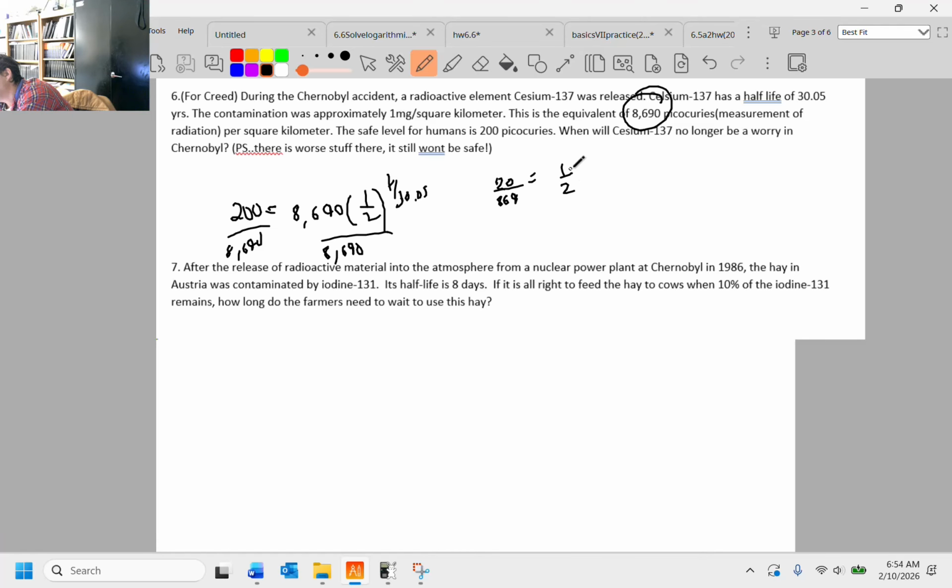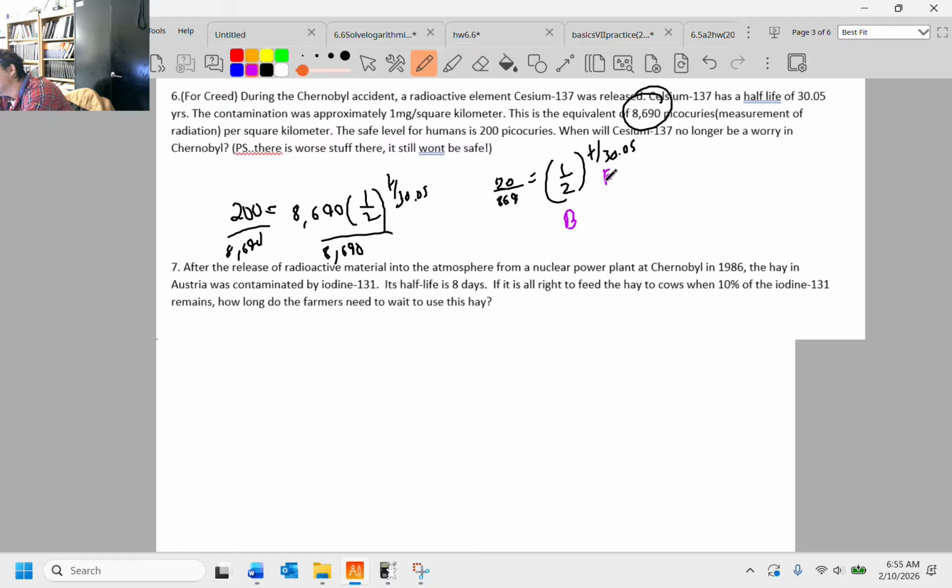is 1/2 to the t over 30.05. Now, on the previous one, I did an LN technique. So let's just make this thing a straight up log, because you may or may not have more success with that. I do not honestly know. There are some positive aspects of both techniques.